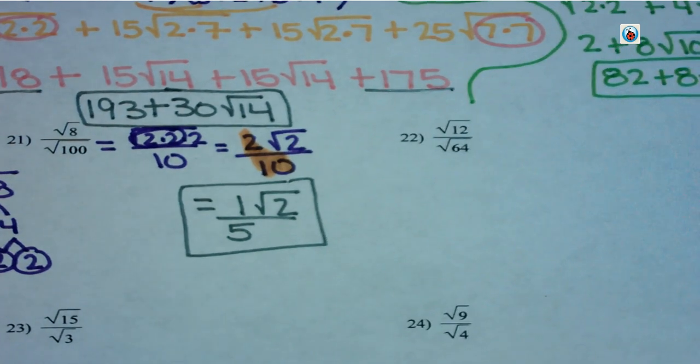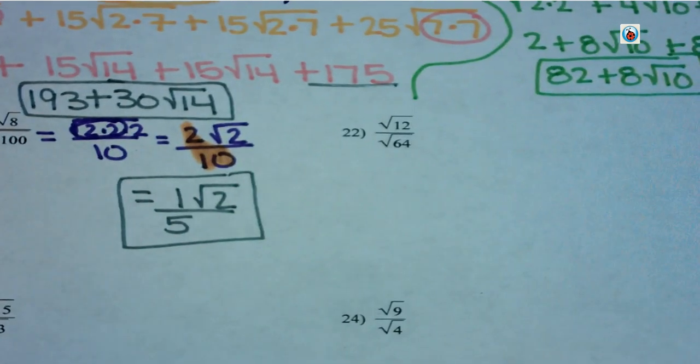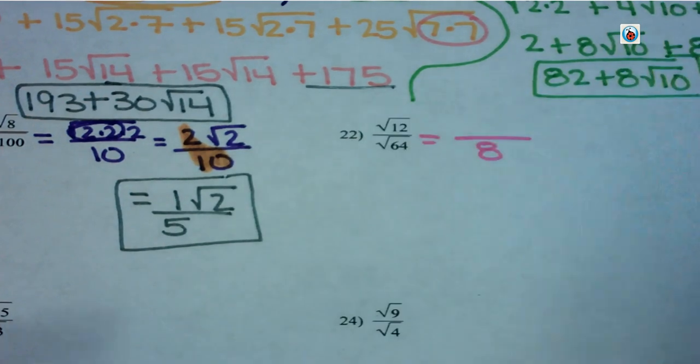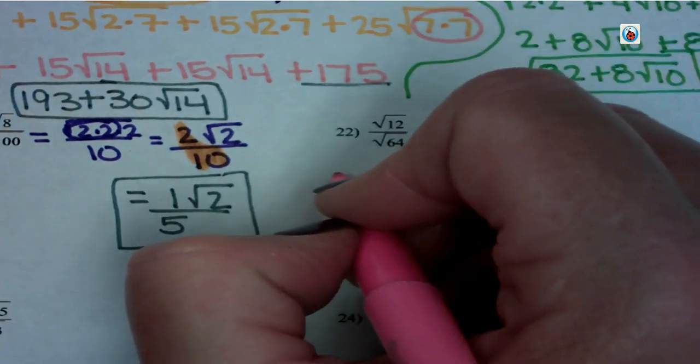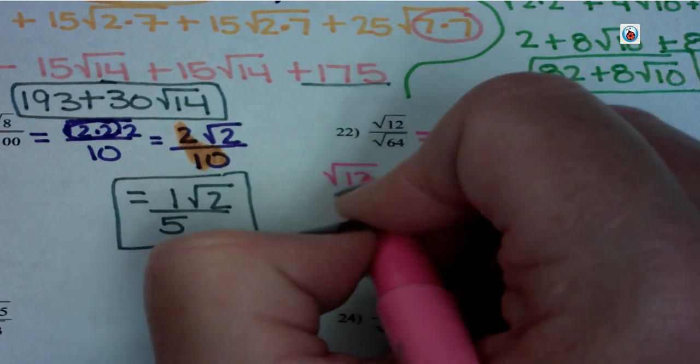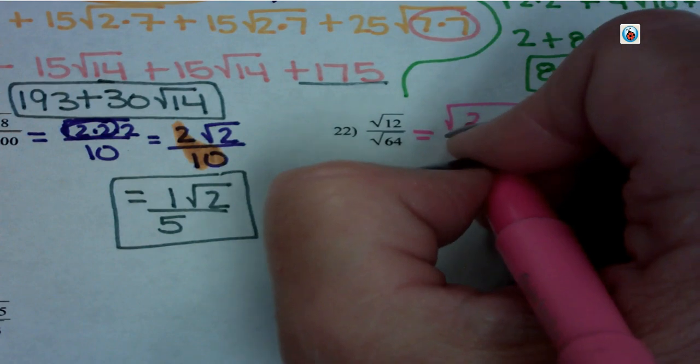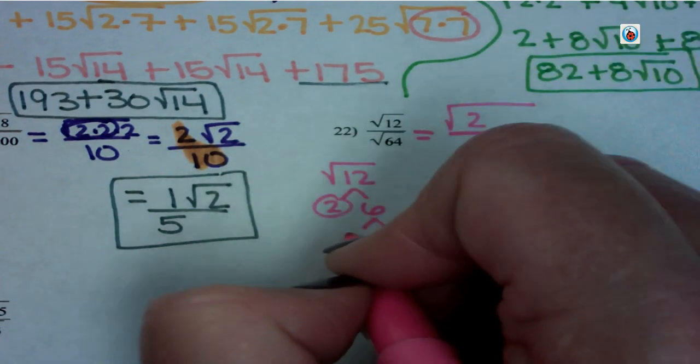Okay, 22. Again, I look at my denominator. It is a perfect square. So we know the square root of 64 is 8. So now I no longer have a radical in the denominator. So now I'm going to break down my 12. So I can do 2 and 6. And then 6 is 2 and 3.